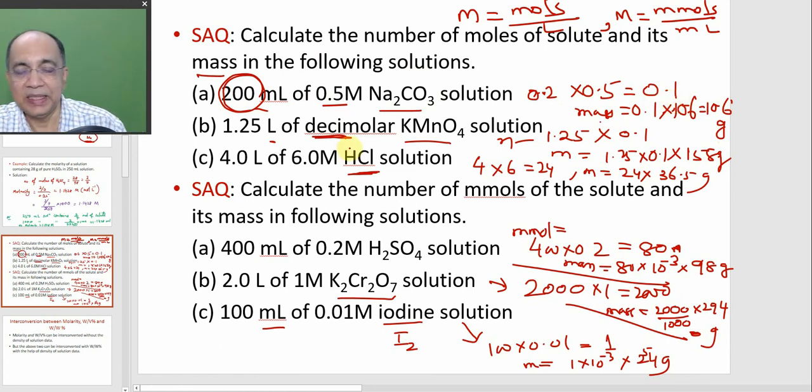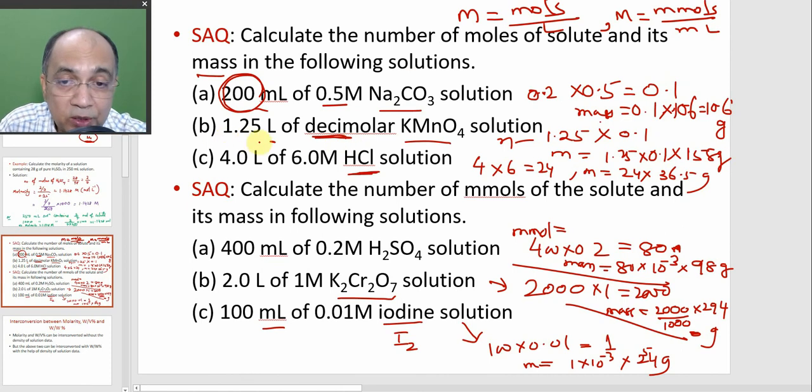That is one answer. The other answer, mole wise, is 0.1 mole. Right? The second question: 1.25 liters of decimolar KMnO4 solution. Again, volume in liter, it is already given in liter. We are lucky. Deci means 0.1, so 1.25 into 0.1, that is the number of moles: 0.125. And the mass will be 0.125 into 158, the molecular mass of KMnO4. I haven't got the answer.